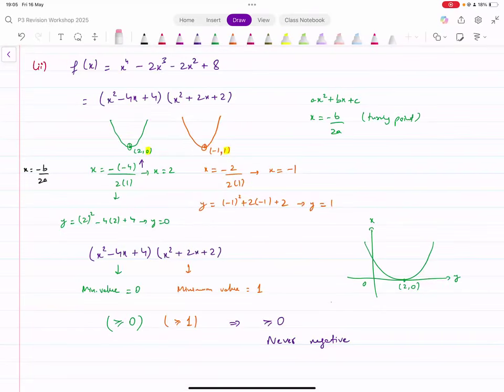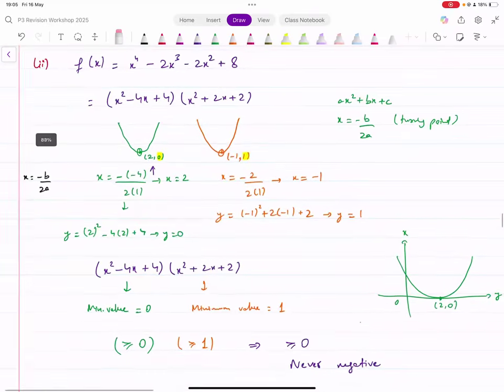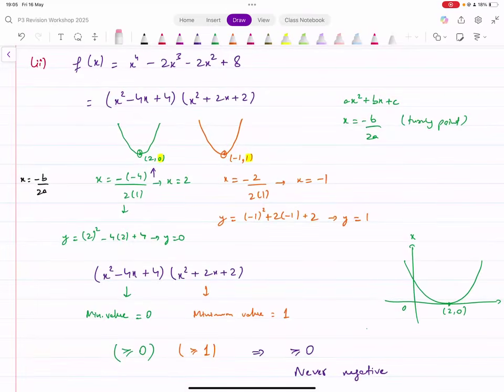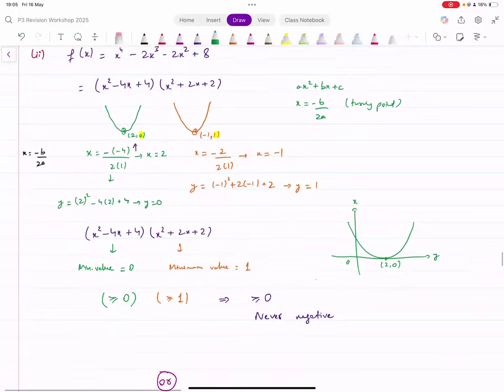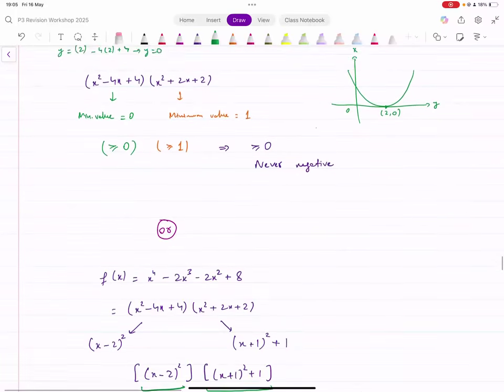So first of all, what we do is we find the quadratic factors from this. Once we have the quadratic factors, we find their minimum values. And if the minimum values for both of them are 0 or positive, then that means that the product is also going to be 0 or positive.